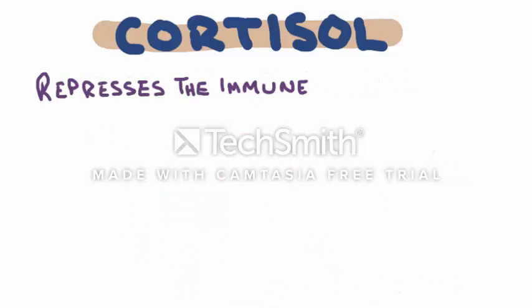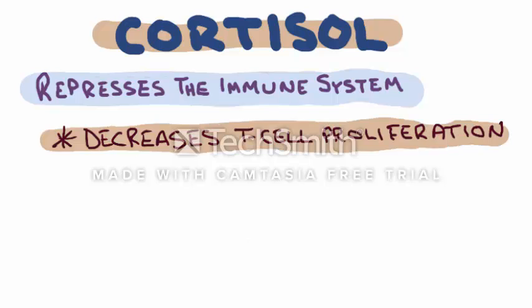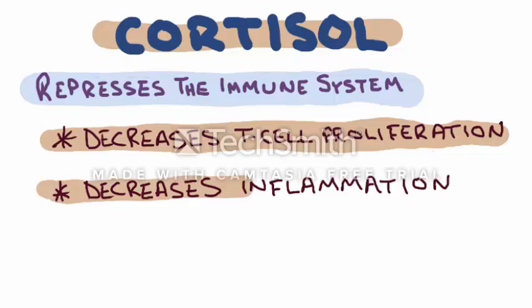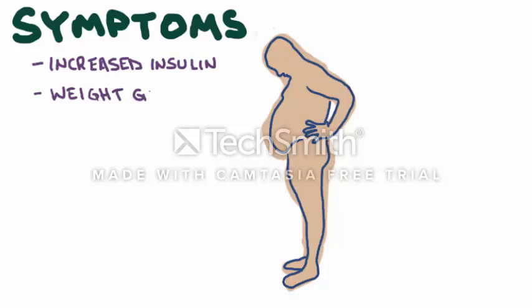Cortisol also has repressive effects on the immune response. For example, cortisol plays a role in disrupting T-cell proliferation and cell-mediated immunity. Cortisol also downregulates inflammation. Given the roles that glucocorticoids, especially cortisol, play in the body, the presentation of Cushing syndrome makes sense.